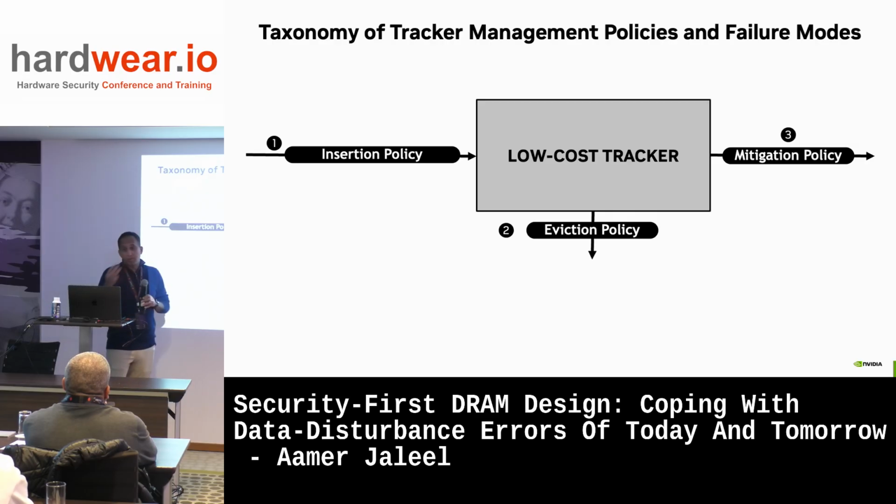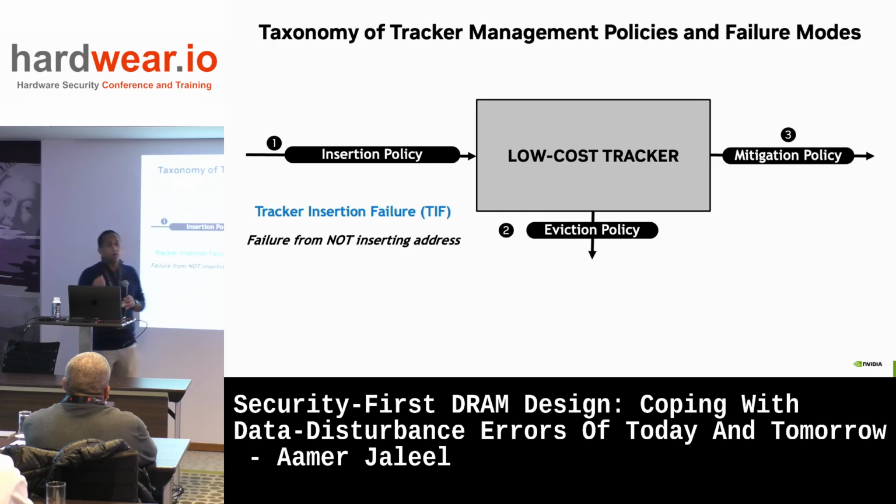These three policies have three modes of failures. First, if you don't insert a row address into the tracker, it will not be mitigated. So that's the source of what we call tracker insertion failure.